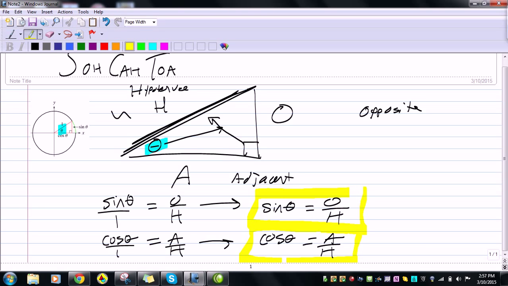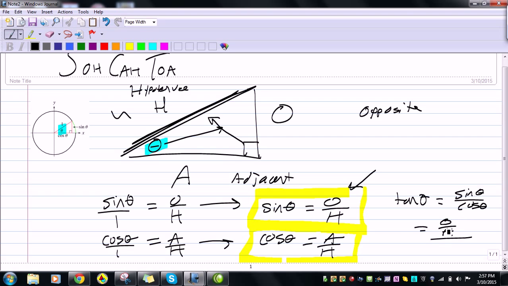Right? Now, the third, to round it off, I can say the tangent of theta is really equal to sine over cosine, right? By definition of tangent. And now the sine of theta, which I have right here, is O over H. Over H, that's a sine of theta.